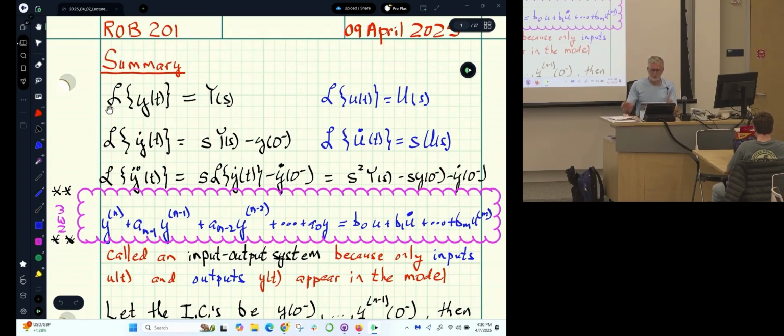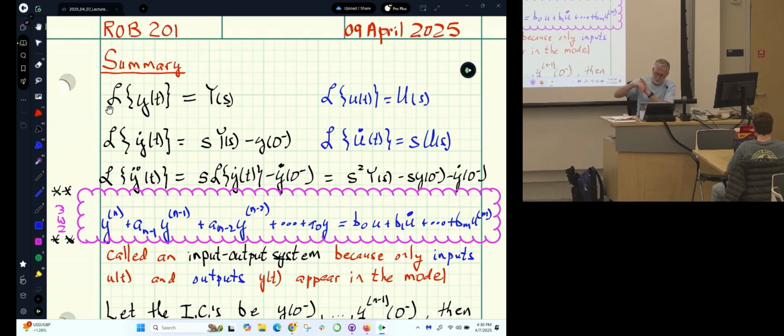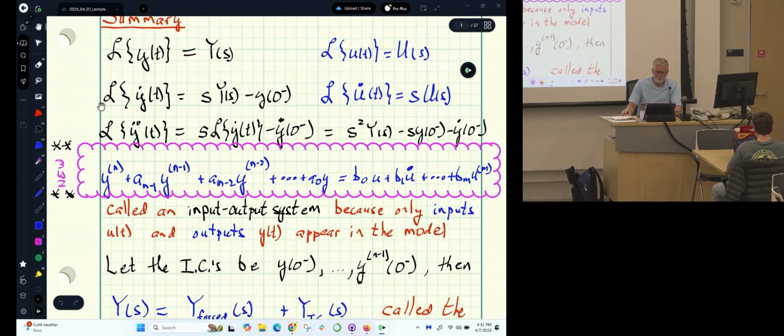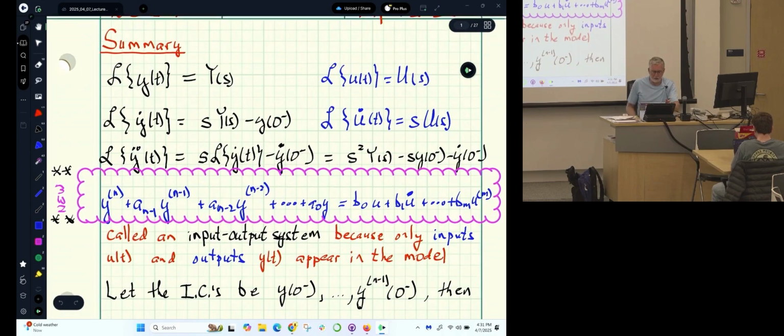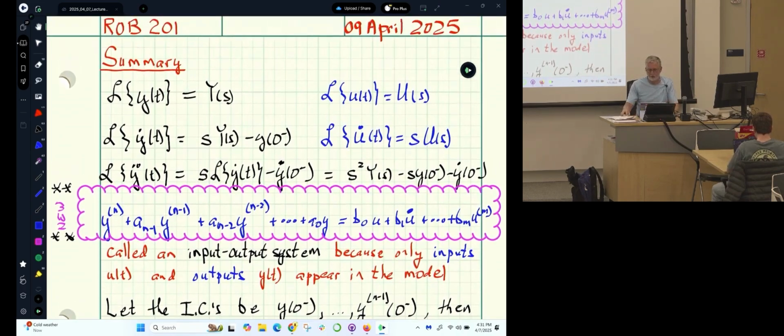Okay, so Laplace takes a function of time and makes it a function of the Laplace variable s. And s is a complex number, so it has a real part plus i times an imaginary part. It plays nicely with derivatives of functions: the Laplace transform of y dot is sY(s) minus y at 0 minus, and you can get similar formulas for all of the higher order derivatives.